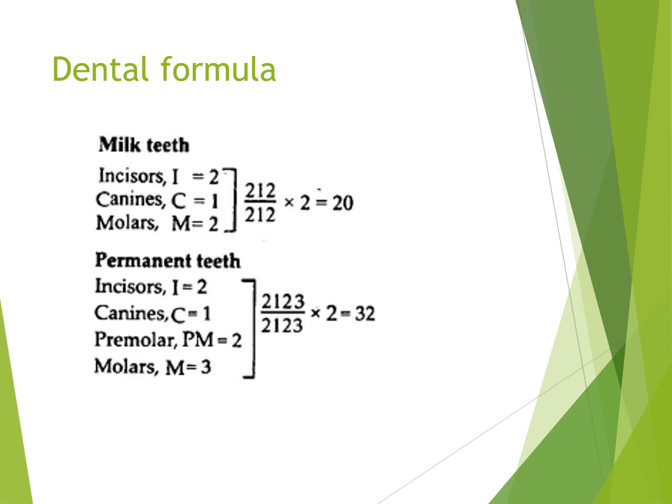Whereas in permanent, we have two incisors, one canine, and additionally two premolars and three molars in each quadrant. So on the maxilla we have 16 teeth, and in the mandible we have 16 teeth, which makes a sum of 32 teeth.